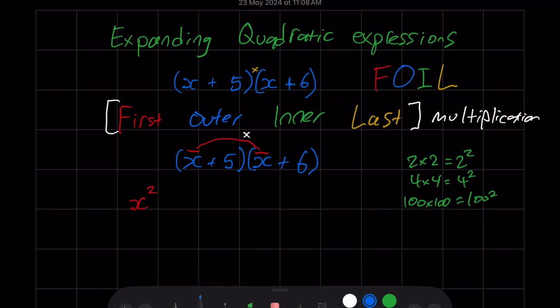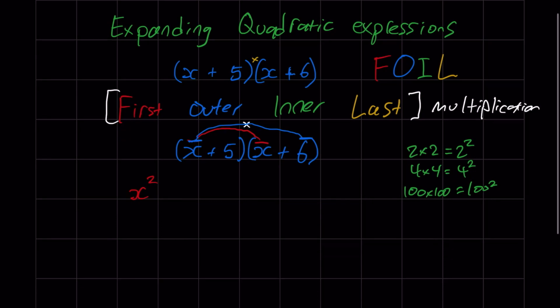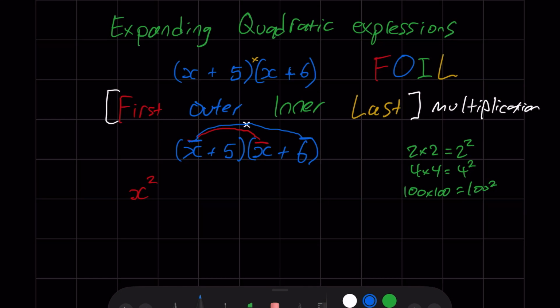The next one we have to do is outer. And this is saying that we take our outer term in our first bracket and we multiply it with our outer term in our second bracket. So we see x is our outer term in our first bracket and 6 is our outer term in our second bracket. So what we are doing here is x times 6, x multiplied with 6. Any number that multiplies with a letter, we just join them together. So we just write 6x.